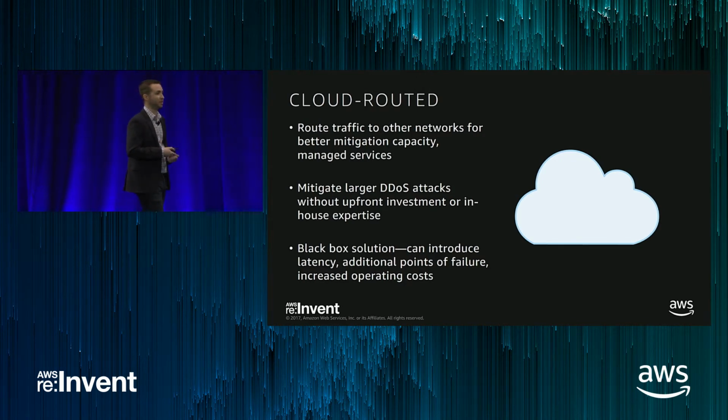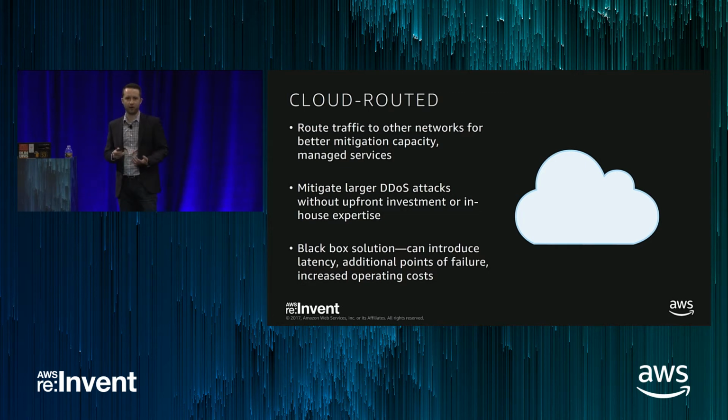It can introduce additional latency because you're sending that traffic to another network. It can introduce additional points of failure. So if a third-party network fails between you and the mitigation provider, then that can also impact your application. And there could be increased operating costs, because a lot of these services were not always the cheapest services available.